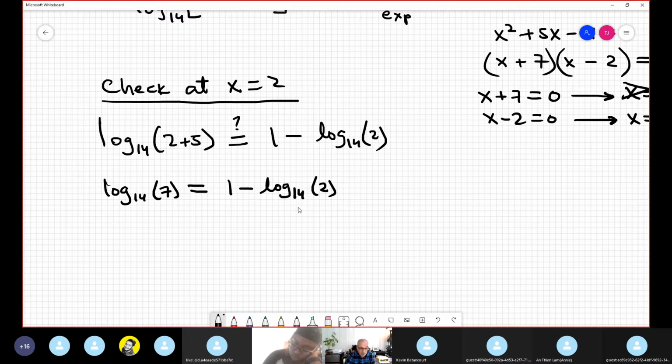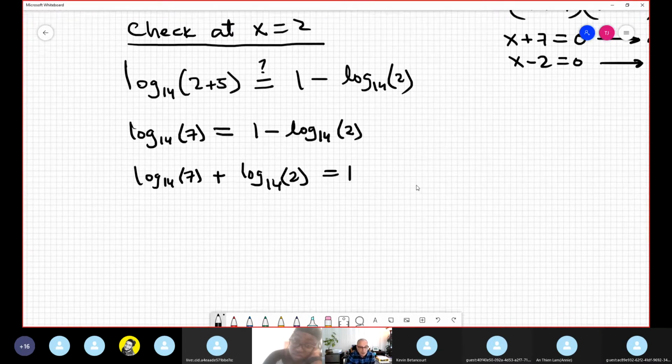Oh, much better. Logarithm of base 14 of 7 plus, because I move the other logarithm. What is the intention? The intention is condensing. Is equal to 1. And you condense one more time using property number 5. Property number 5, remember, says that when you have two logarithms added, it's the multiplication of the arguments. There's a logarithm of base 14 of 7 times 2, which is 14. Wow, amazing.